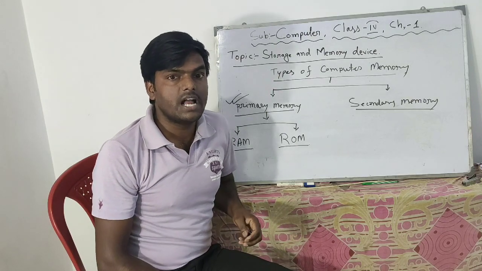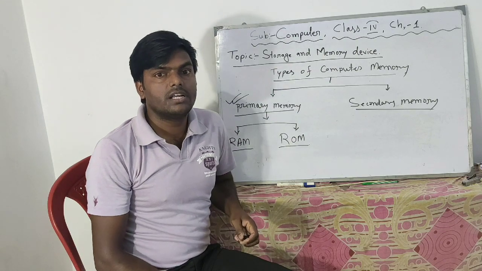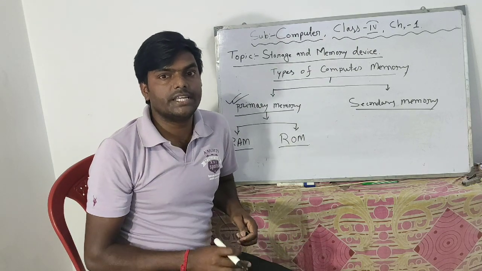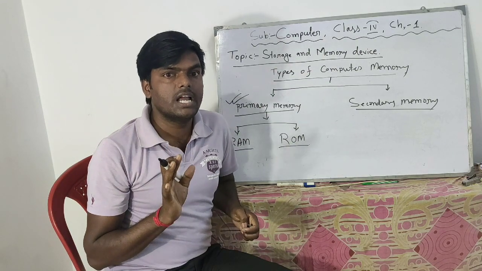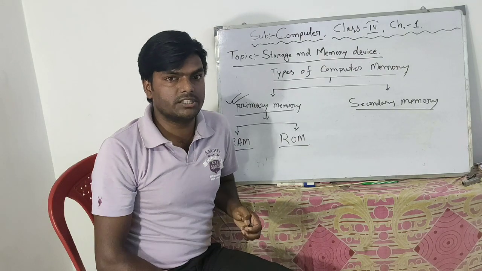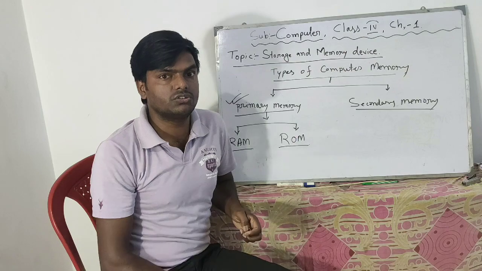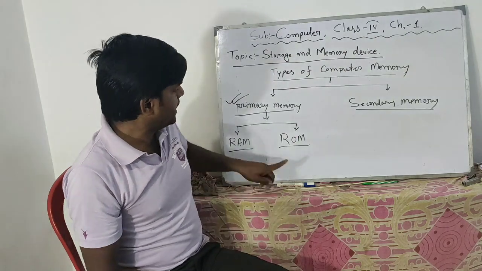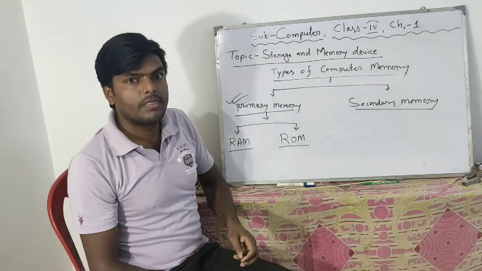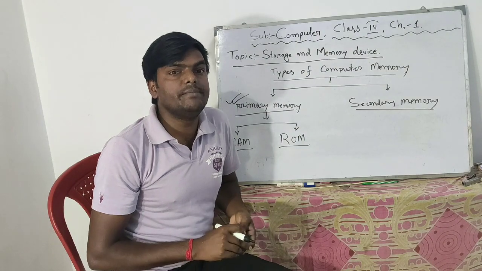Okay, so data and instructions are temporarily held in RAM. Clear? And it is random access memory. So this is called RAM. And the next one, what is that? ROM. What is ROM? Read-only memory.